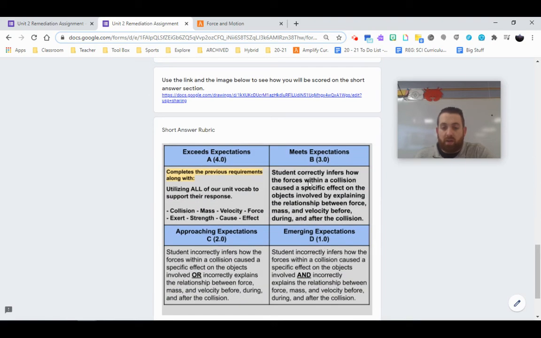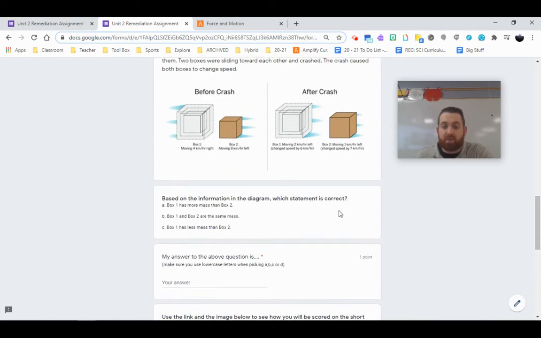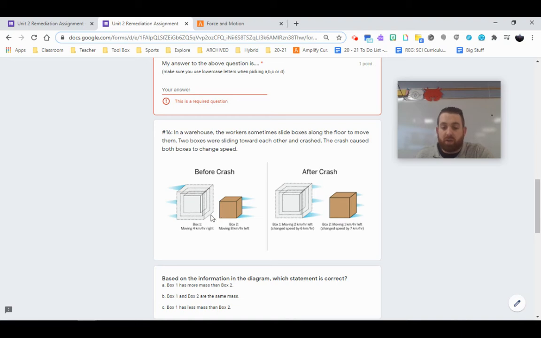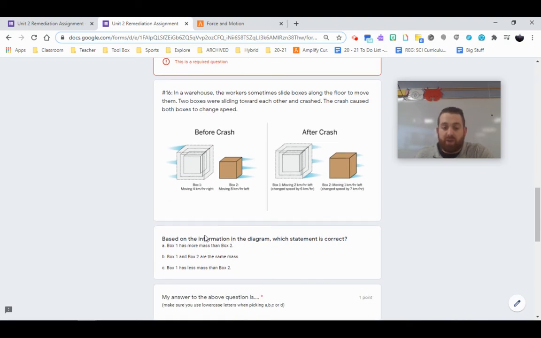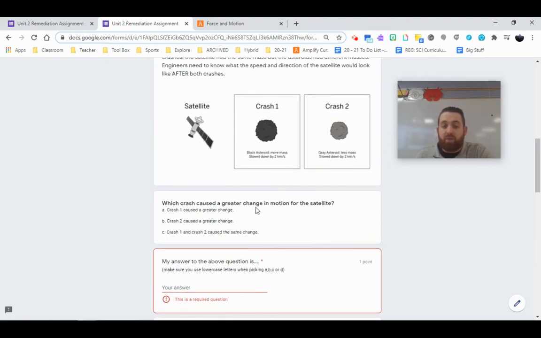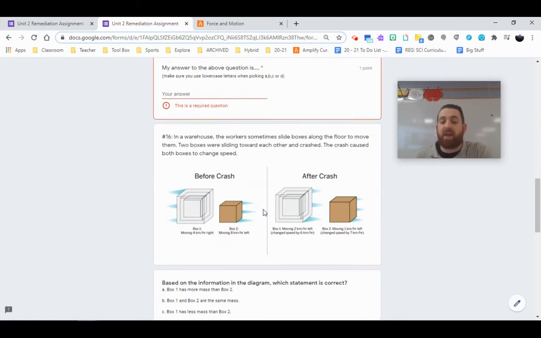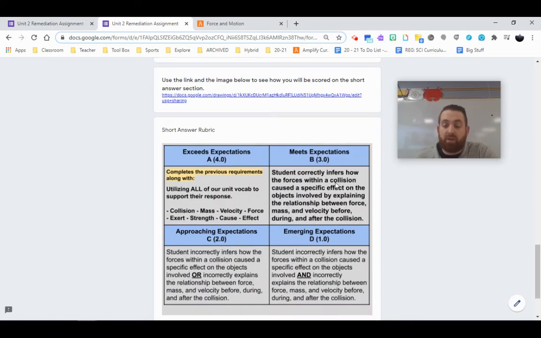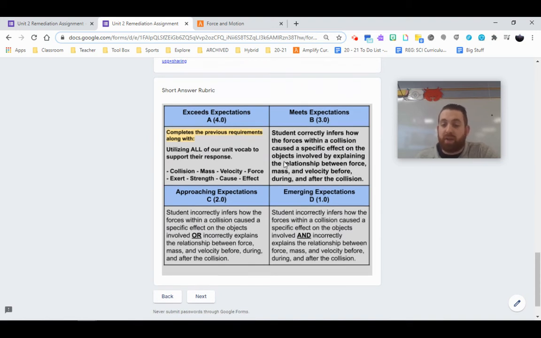And in the second one, again, correctly infers how the forces within a collision cause a specific effect. We're looking at how this collision here causes a specific effect in regards to us figuring out the mass of the object. Both of these questions had a second part to them where it said, explain your answer, why you think this is it. And that's where you had to infer about how the forces within the collision cause a specific effect. And you had to explain the relationship between force, mass, and velocity before, during, and after the collision.